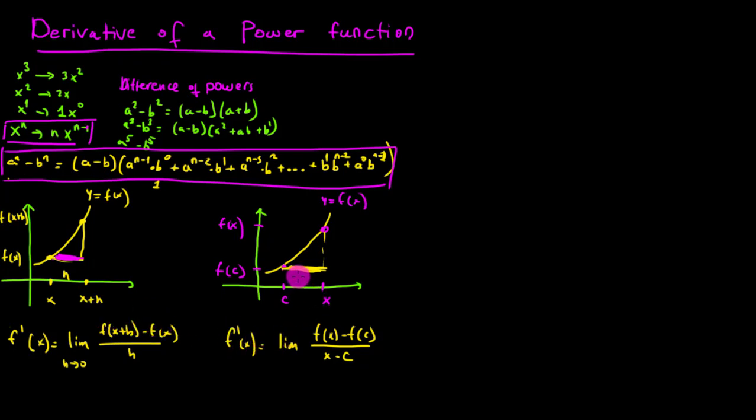This point, the distance here, is x minus c. For example, if you have 9 here and 5 here, the distance would be 4, 9 minus 5. To make this distance 0, c should be x, so x minus x would be 0. So c should approach x. And using this, now we're going to prove this statement.